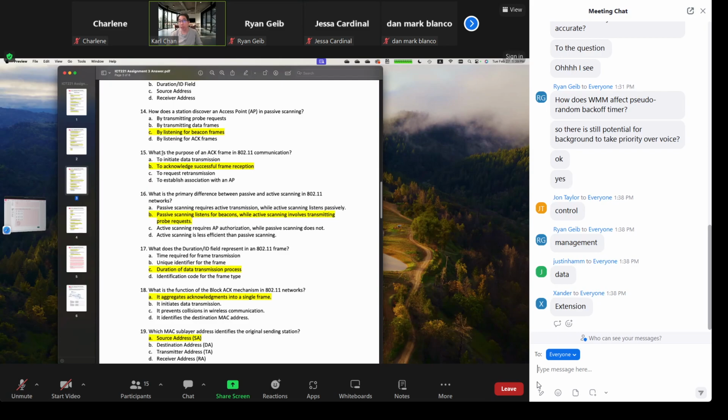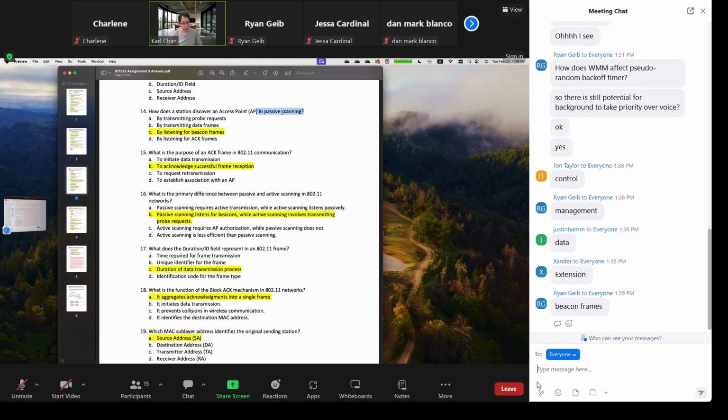How does the station discover an AP in passive scanning? Passive scanning uses beacon frames, yeah. Beacon frames are actively sent out from the AP, but not sent out from the client. So the clients can listen to the beacon and then they can know how many SSIDs and BSSs are available for them to connect, to be associated.